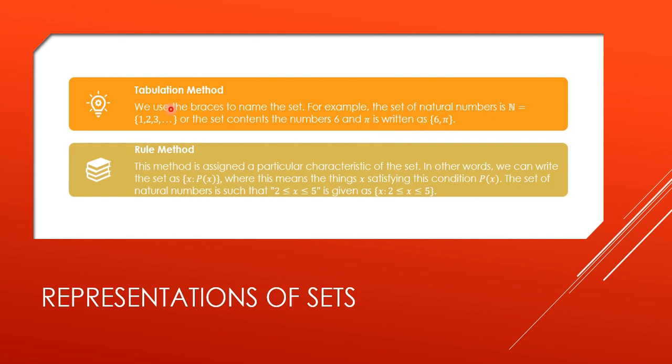Tabulation method. We use braces to name the set. For example, the set of natural numbers is N equals {1, 2, 3, and so on}, or the set that contains the numbers 6 and 5 is written as {6, 5}.